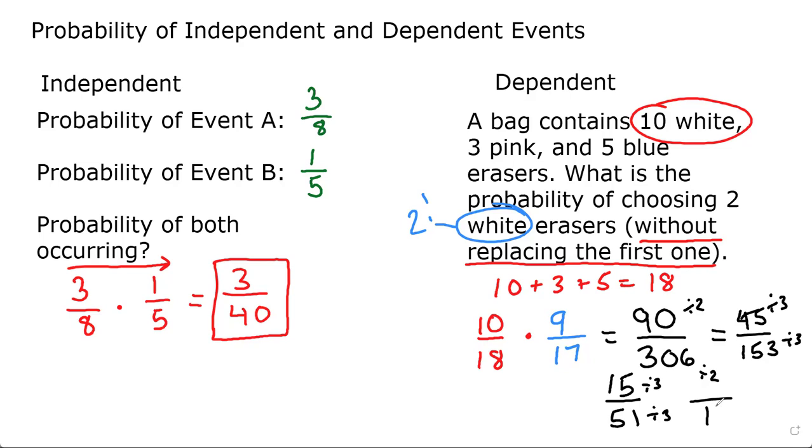So it's going to be 17 on the bottom. I'm just going to erase that. And 5 on the top. And that is the final reduced answer for that one. That was a surprising one. I did not know it would go down that much. And we are done.